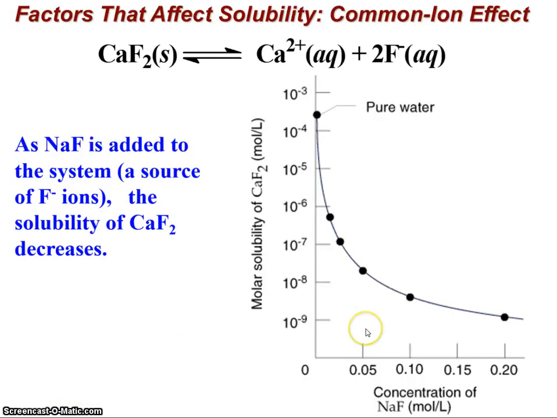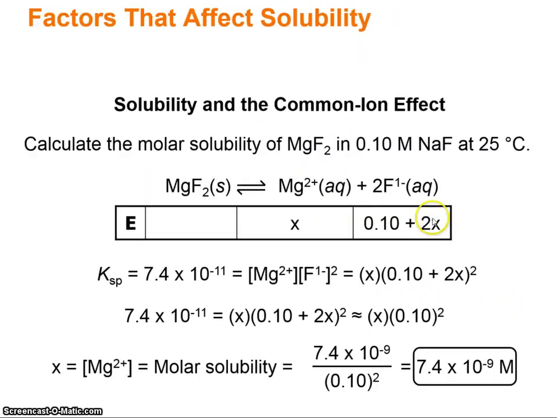Right? So here's another example of the common ion effect just in a picture. So I've got sodium fluoride added to the system of calcium fluoride. The sodium is not going to change this at all. It's not showing up in the equilibrium expression, what the fluoride is. So as I add more and more sodium fluoride to my calcium fluoride, solubility is going to decrease. Let's look at an example of how we would do a calculation with that.